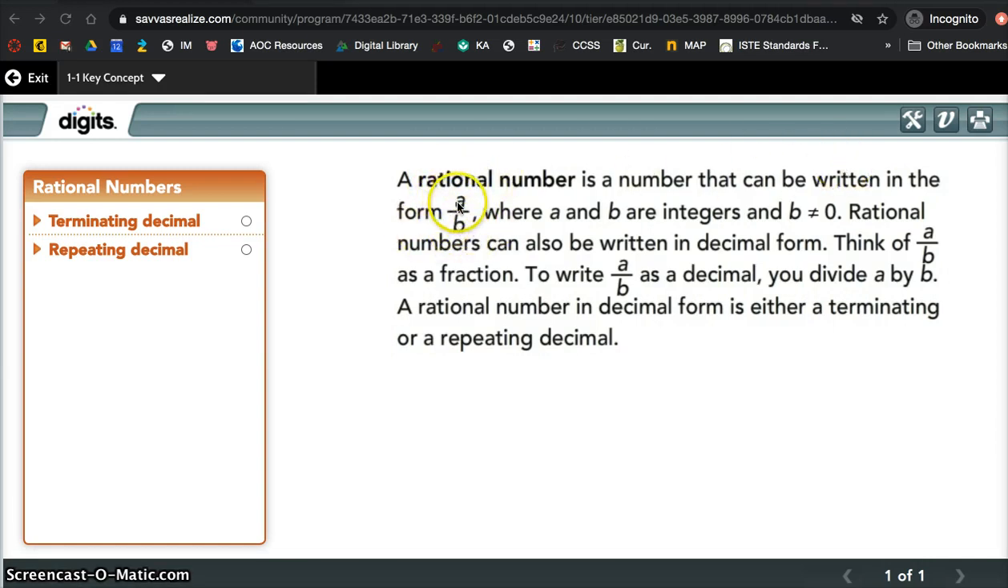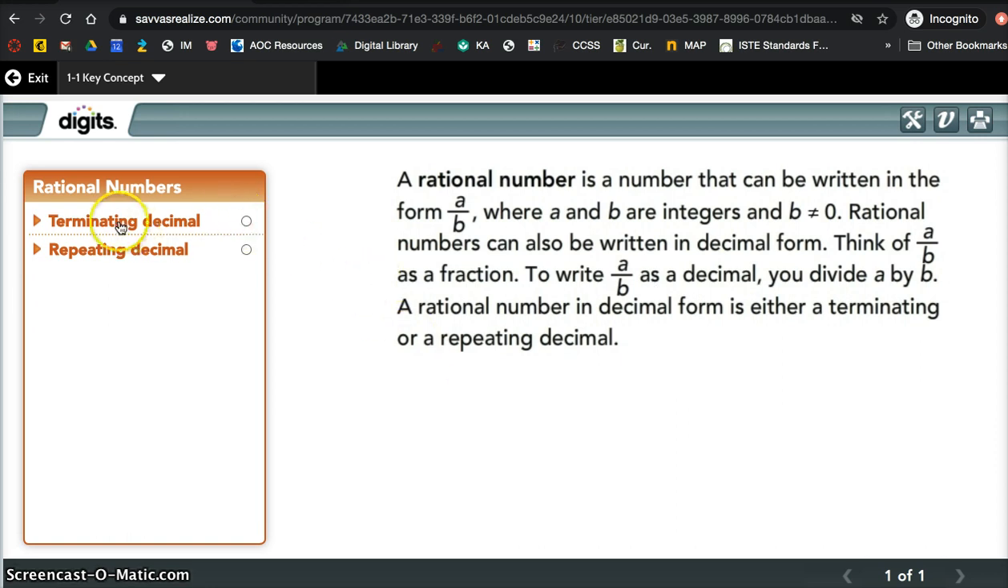And they use the letters A over B just to represent 2 different numbers. So a rational number is a number that can be written in the form of a fraction. And then it just says that A and B are integers, which just means they're whole numbers, and B can't be 0. So this denominator cannot be 0. All right, so rational numbers can also be written in decimal form. So that's something else because we can always change fractions to decimals and decimals to fractions. So therefore, rational numbers can also be written in decimal form.